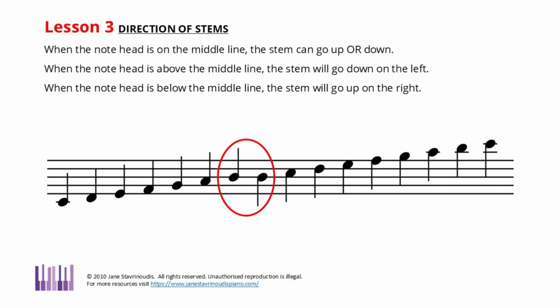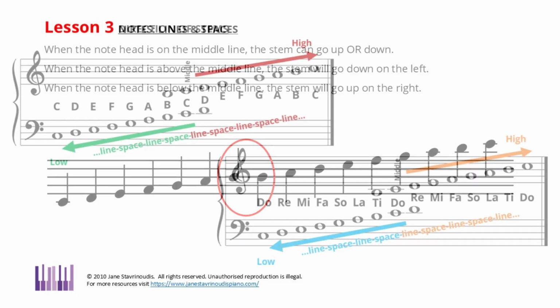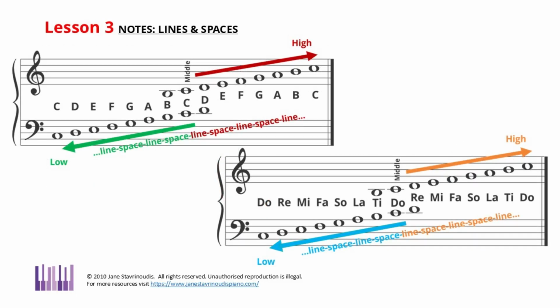The staff or stave has 5 lines and 4 spaces. Notes that are next to each other move by step. The note head will be on a line, then a space, then a line, then a space, etc. If 2 notes are space to space or line to line, then they are skipping a letter name or note. The higher up the stave you go, the higher the sound will be. The lower down the stave you go, the lower the sound will be.